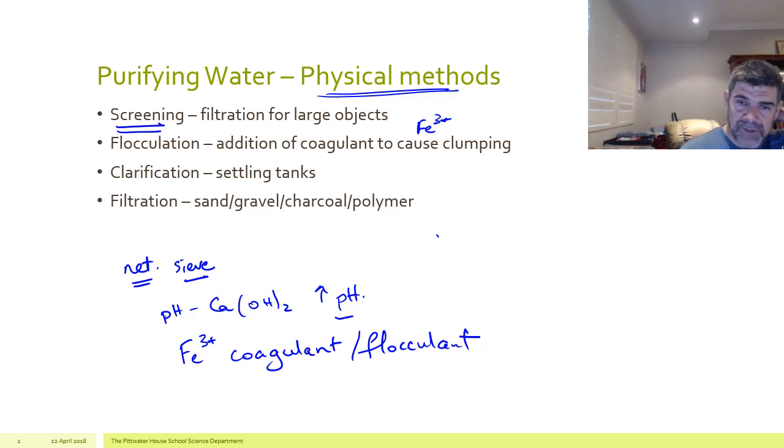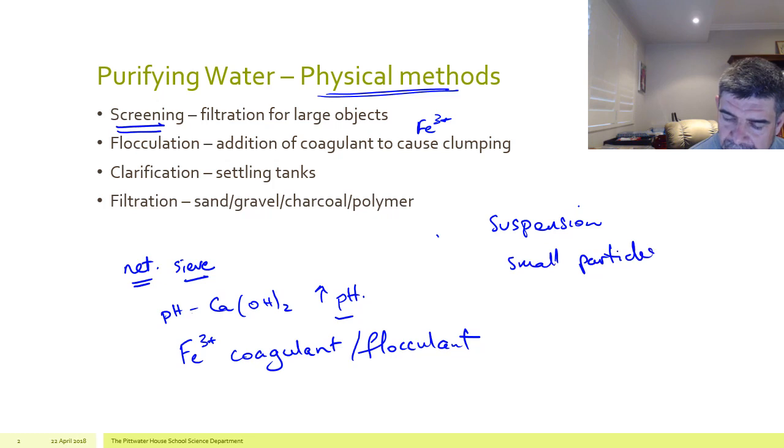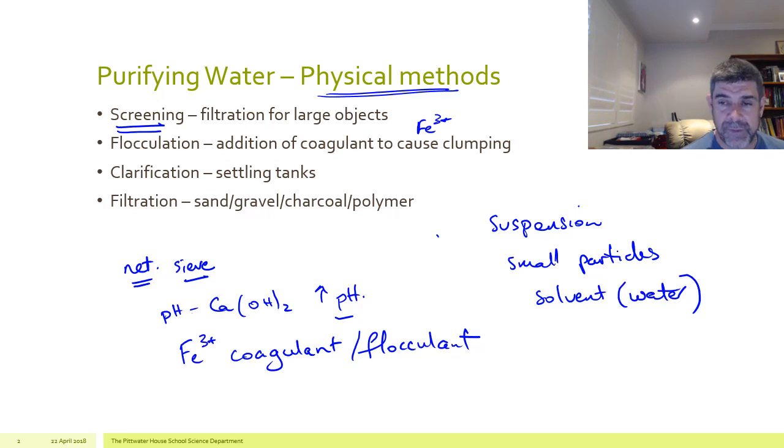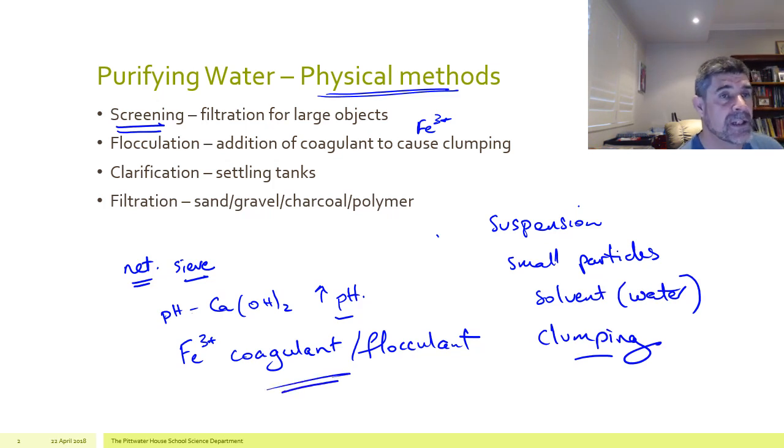So what we have is effectively, think of it as a suspension. There's a very large number of small particles, and they are moving about within the solvent, the water, the liquid. And what we want to try and do is we want them to clump. We want to encourage clumping. And in order to encourage clumping, we need to add a substance that is going to help that happen. We also need to give it a little bit of time.